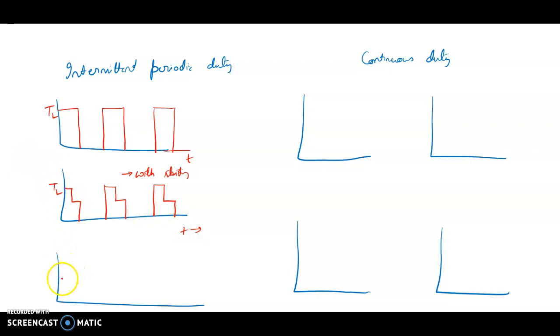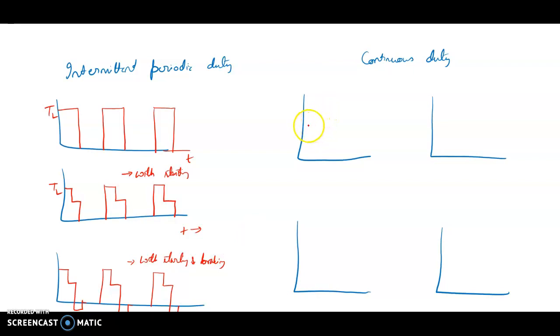Here we have intermittent duty with starting, running and braking. We will stop, then again starting, running, and again braking. So like that, we have starting, running and braking. So here, with starting and braking.